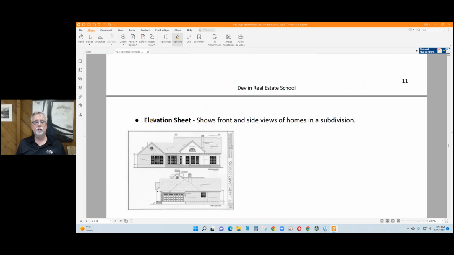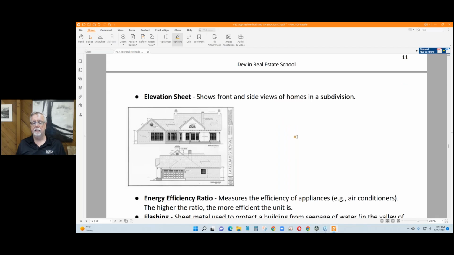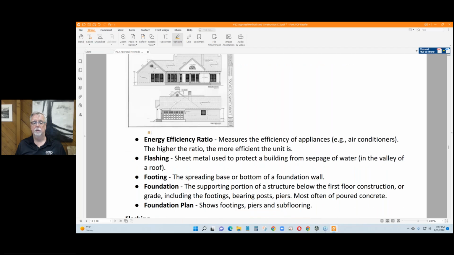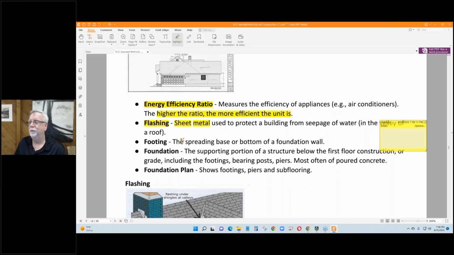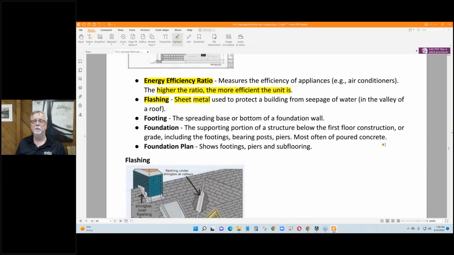An elevation sheet is an architect's drawing, shows the front and side views of the subdivision. Energy efficiency ratio, think of it like miles per gallon. The higher the ratio, the better, right? Just like the higher the miles per gallon. Flashing is sheet metal. When I was in college, it had a different meaning.